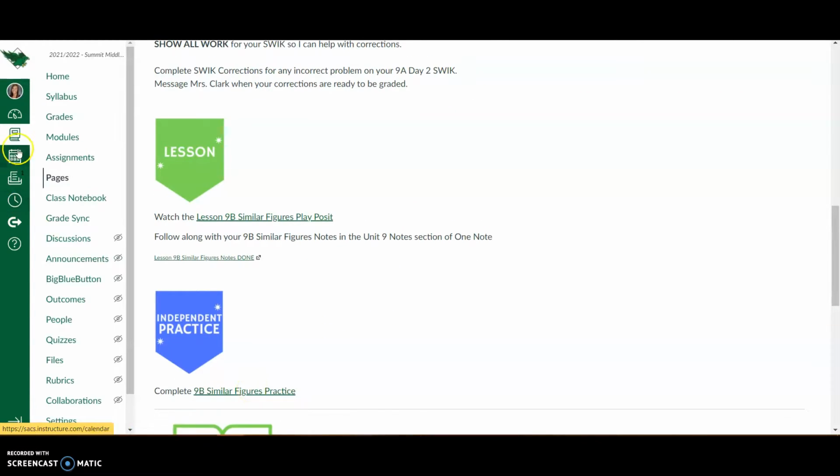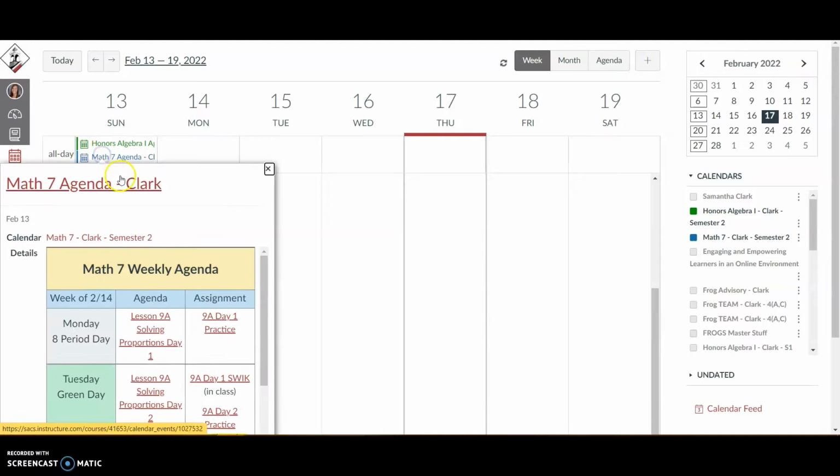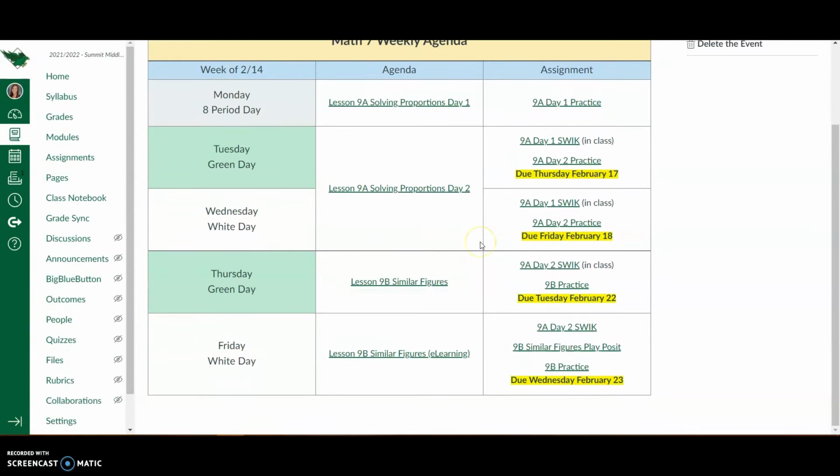I always post these things, their due dates, on our agenda. So if you go to our agenda on the right-hand side, it tells you what assignments I need and when they're due. So over here, you have your SWIC, you have your play pause it, and you have your 9B practice. All of these are due by Wednesday. That way we're ready to go for our next unit, our next lesson, because it's going to build on the previous one.